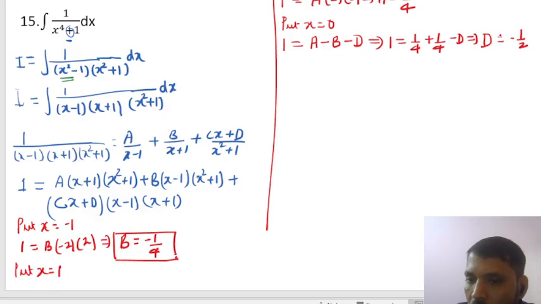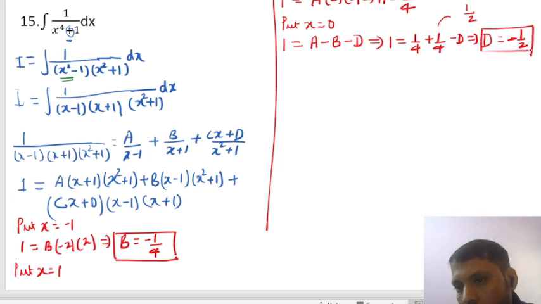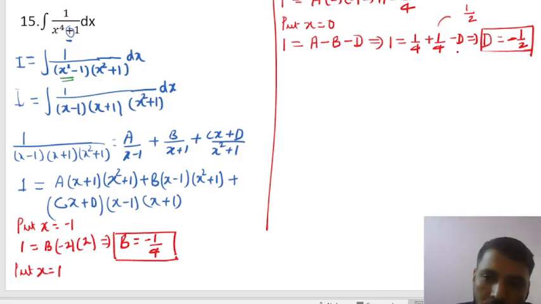If you have confusion, this 1 by 4 plus 1 by 4 will become 1 by 2. And we are taking it to the left side. So 1 minus 1 by 2 is 1 by 2. But since the minus sign is there, this minus also will come. So d is equal to minus 1 by 2. Now we know a, b, and d, but still c we don't know.